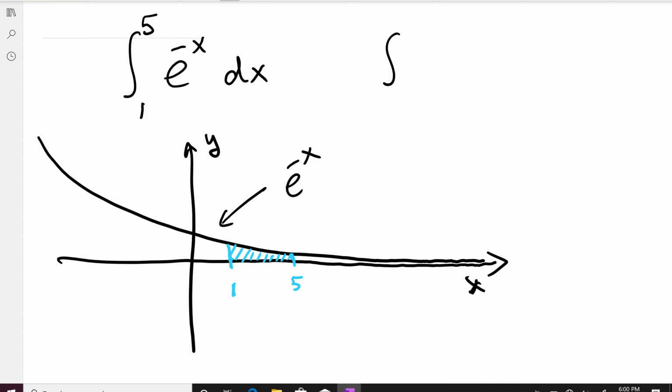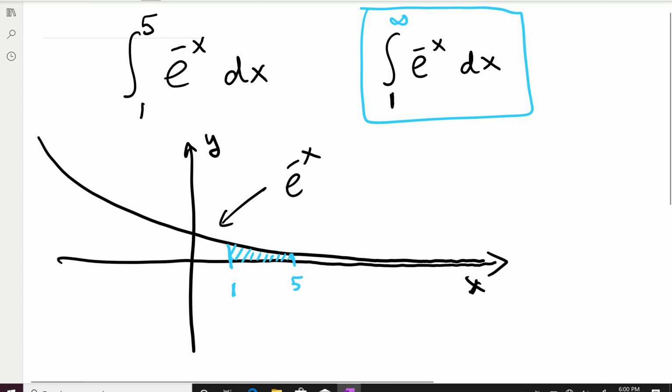Now I'm going to integrate e to the negative x with respect to x. The lower bound of the integral is going to be 1, pretty much the same thing, except instead of 5, I'm going to replace that 5 by infinity. Now what's the big deal with this integral? Let's try to think about this geometrically. Again, the meaning of this definite integral is that you want to find the area under the curve e to the negative x, trapped between the x values 1 and infinity.